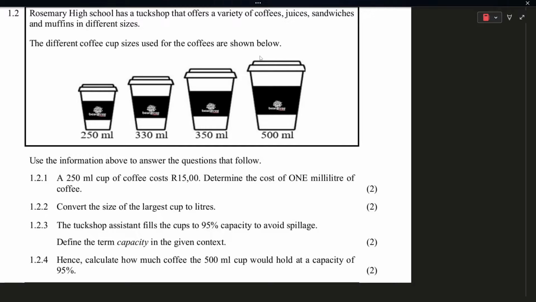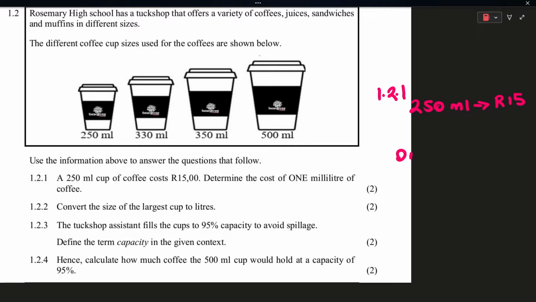Now you're going down. You see, this one becomes a very easy question. I told you when you're going down, you should divide. You see, now you're looking for the amount that it costs. So obviously, we're going to go down there. 1.2.1, 250 milliliter costs 15 rand. Now we are going to get what? We want to find out about the 1 milliliter.